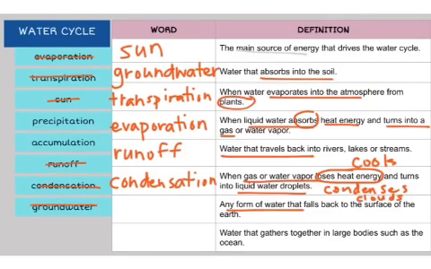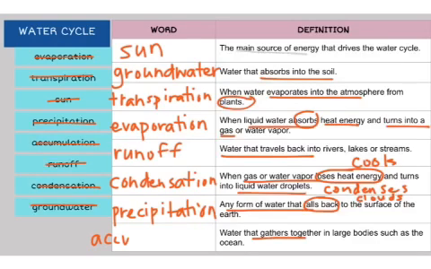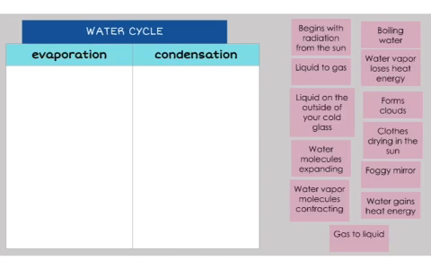Any form of water that falls back to the surface of the earth is called precipitation. And water that gathers together in large bodies such as the ocean is called accumulation. So these are the main key vocabulary words for the water cycle.